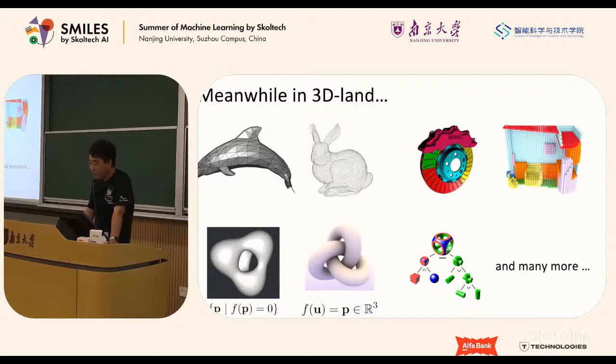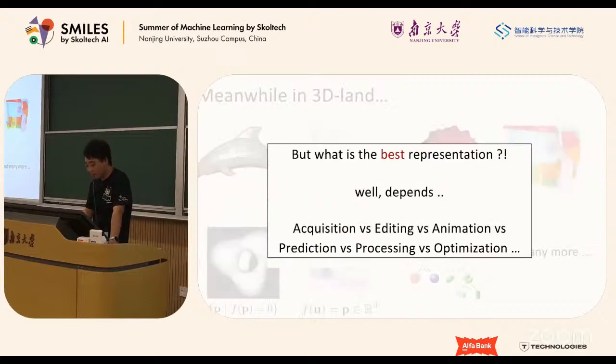So 3D software is much less unified than image software, because if we capture an image, we can understand that the image is just an array or a matrix of 2D arrays. But for 3D, we can use different representations to represent it.